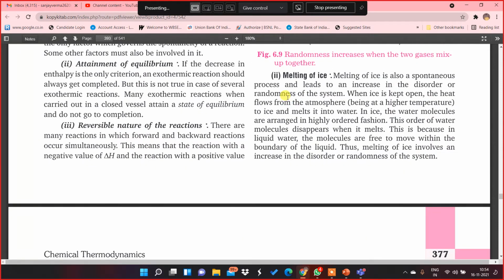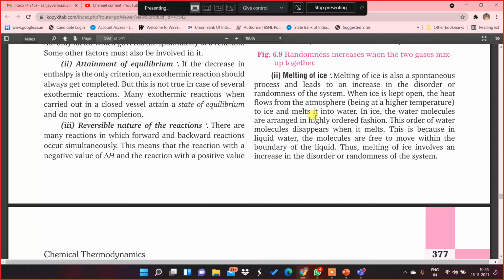Then the other one is melting of ice. This melting of ice is also a spontaneous process and leads to an increase in the disorder or randomness of the system. When ice is kept open, heat flows from the surrounding atmosphere, which is at a higher temperature, and then it melts into water. In ice, the water molecules are arranged in a highly ordered fashion. This order of water molecules disappears when it melts. This is because in liquid water, the molecules are free to move within the boundary of the liquid. Thus, melting of ice involves an increase in the disorder or randomness of the system.